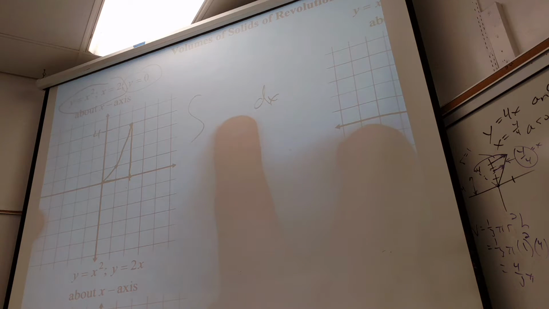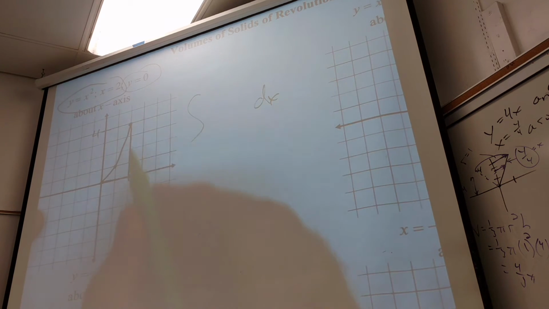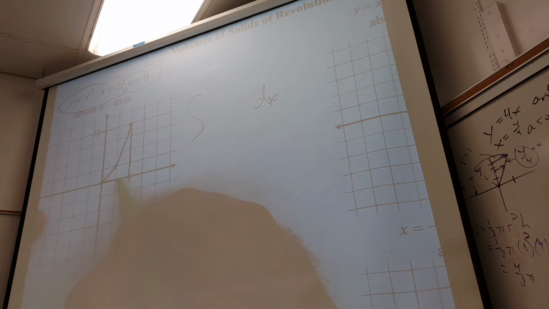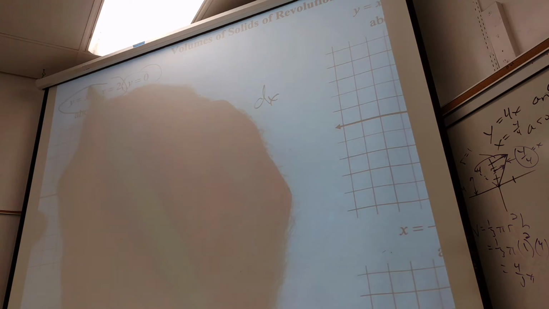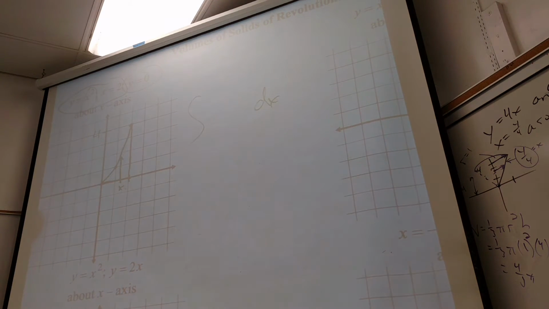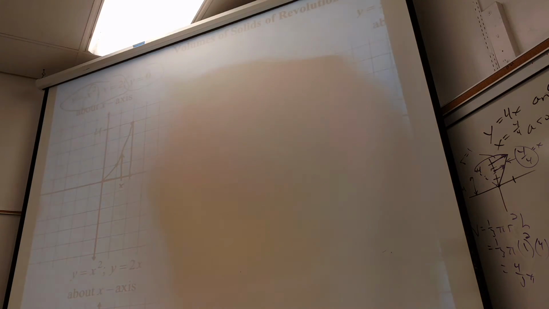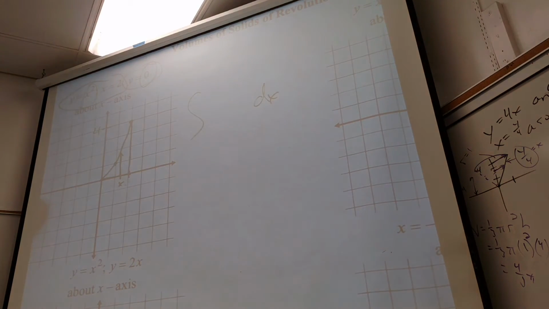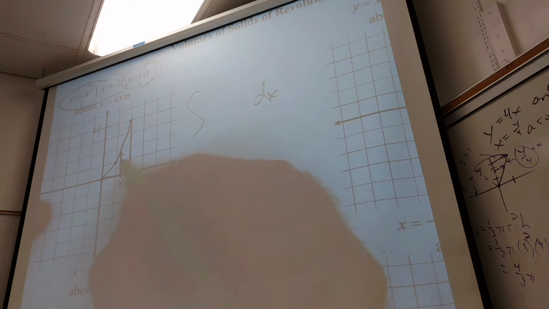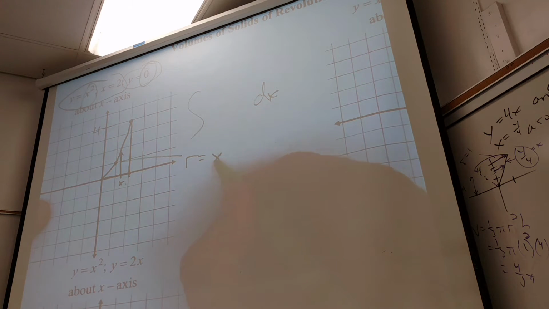So is my function in terms of x? What's my radius? It's about the x-axis, so how far do I have to go at any x I want? The function. I love it. So it's not off-axis. It's exactly equal to the function because it's minus 0. The x-axis is where y is 0. So the radius is x squared.